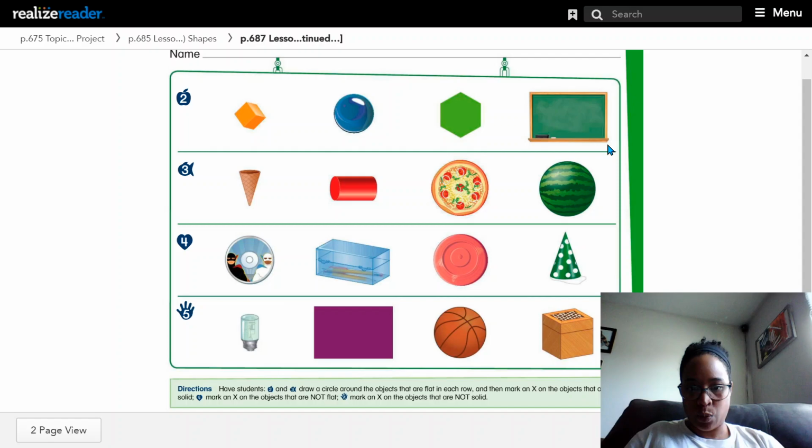Nope, good. This one is not a flat shape. This one is a solid shape because we can see more than one side. I see this front, that's 1. I can see this bottom, that's 2. And I can see this top side here, that's 3. Do you remember what 3D shape that's called? That's our cube. Yes, good job.